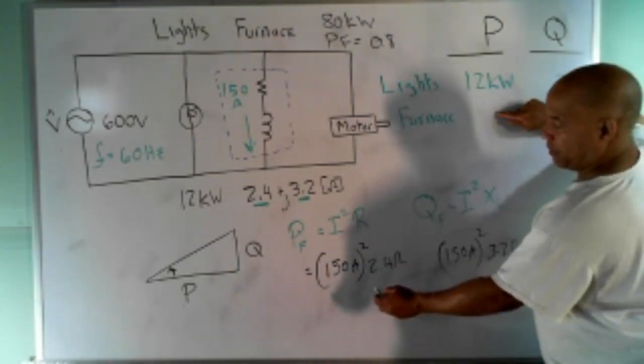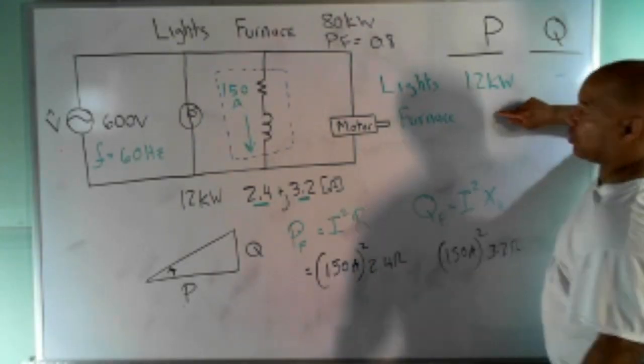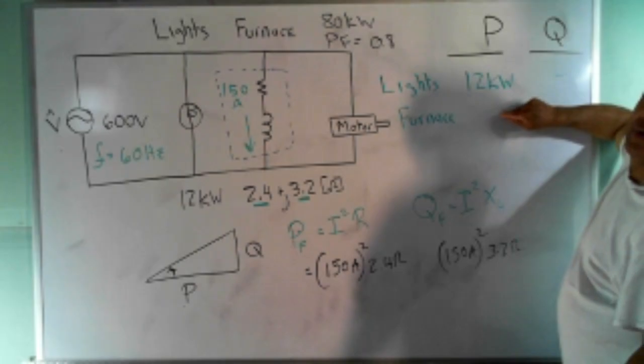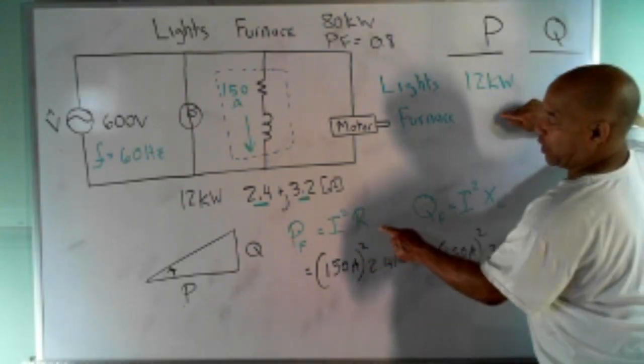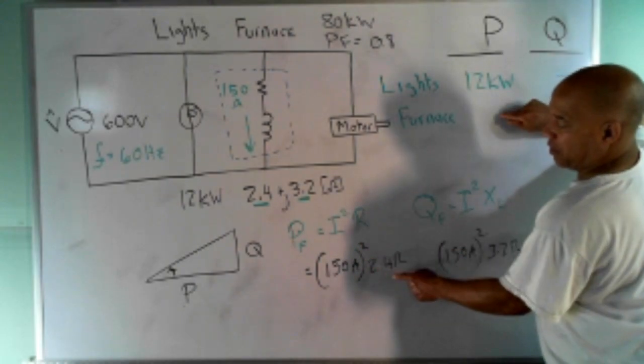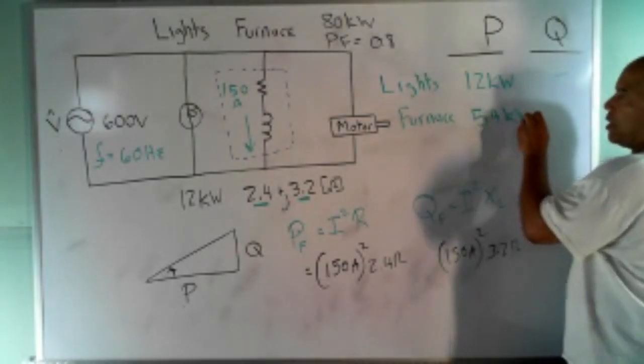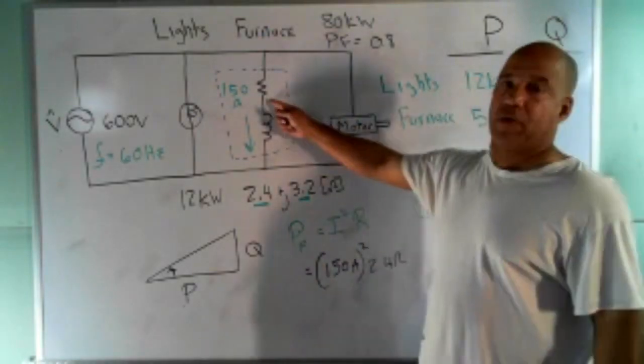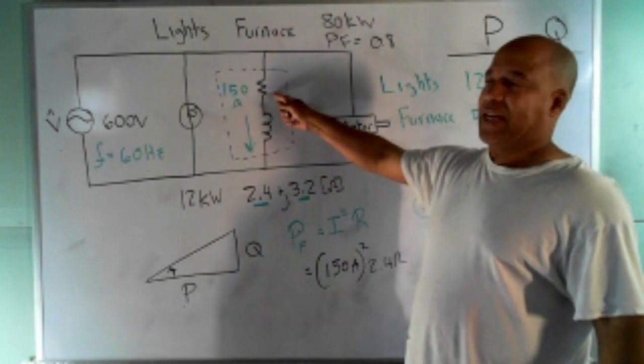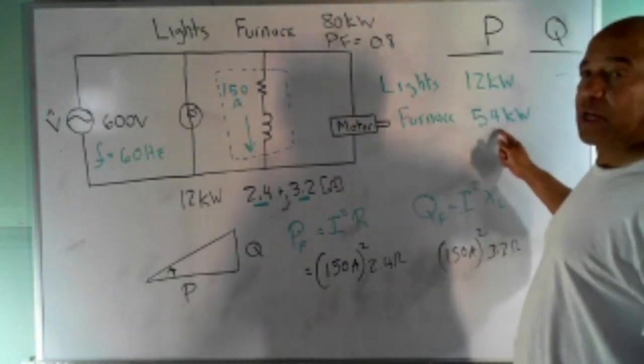You want the total for both of them combined? No, I just want for the furnace, give me this right here. I need to know the watts. You gotta keep them separate when you're doing this. So I want I squared R, 150 squared times 2.4. Yeah, that was 54 kilowatts. All right. So everybody see what we're doing? The resistive part of the furnace, probably the heating element, uses 54 kilowatts.